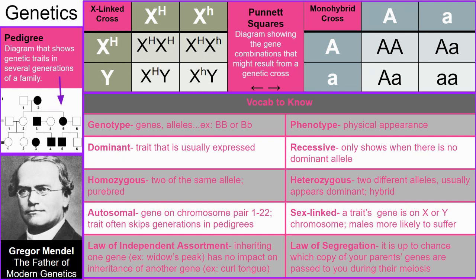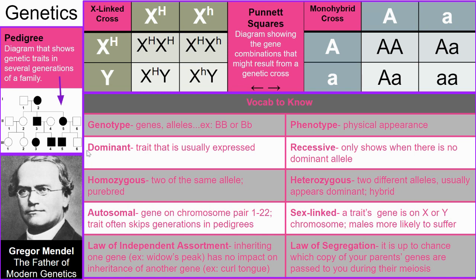And what he noticed is that sometimes a certain trait would show up in one generation and then skip a generation, not show up in their offspring, and then show up again later. And that was kind of interesting to him. And he started to realize that traits could be passed, but that sometimes they could be masked by another trait and not seen again until a later generation. And we'll talk about that. That's the idea of dominant versus recessive.